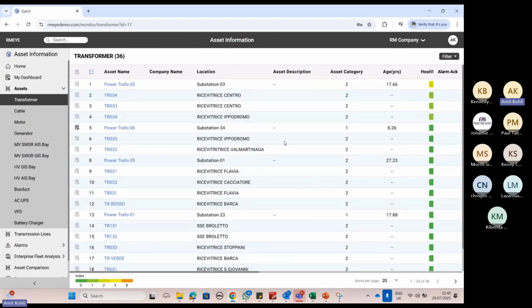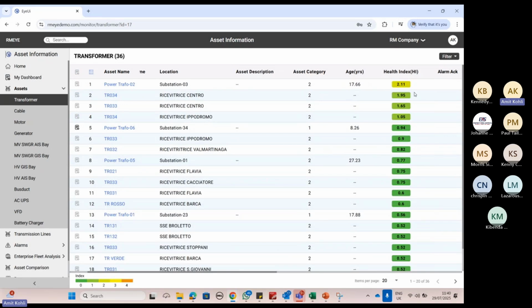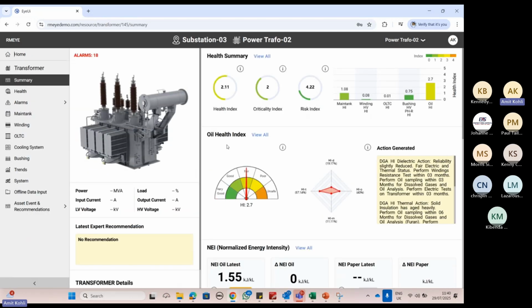So at this level, when I click on all the transformers, I get to know which transformers are more critical for me to look at, or which transformer I should plan for my maintenance, or plan for further testing. Now, the next level is telling me what kind of maintenance or what kind of testing needs to be done on that transformer. So here the health index is 2.1, criticality is 2.